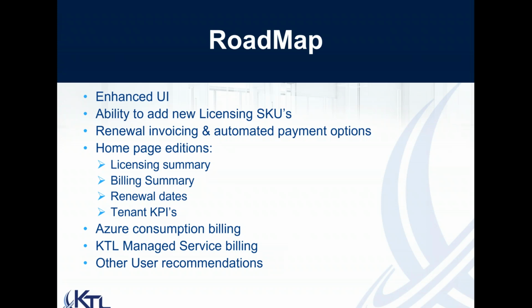We're going to be making some additions to the homepage, so a licensing summary, so you can see all of your licenses and how they're assigned. So if you have 100 Power BI licenses, you'll be able to quickly see that you only have about 80 of them assigned. So if you went in there to add any, you know right off the bat that you don't need to. A billing summary, so your monthly billing or quarterly or annually, however you're being billed with KTL, any renewal dates that you have upcoming, and KPIs of your tenant, so license usage and anything like that.